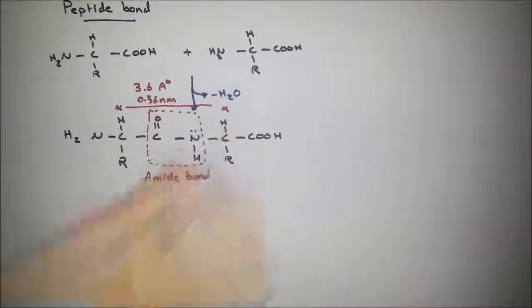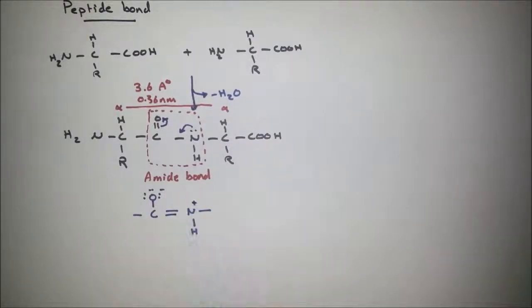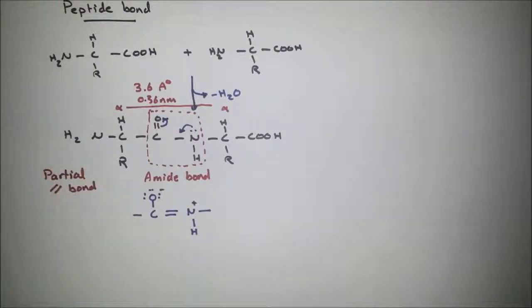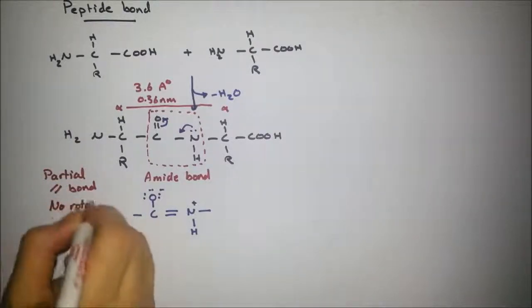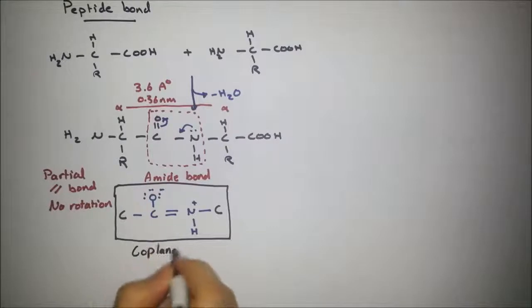Since the nitrogen has a pair of lone electrons, this can lead to formation of resonating structures, in which there is a double bond between the nitrogen and the carbon. This gives the peptide bond a partial double bond character, which means that there won't be any rotation around this bond. So the atoms surrounding the bond, including the alpha carbons, will all lie on the same plane.